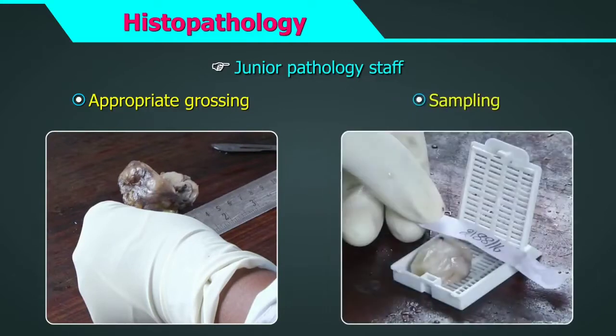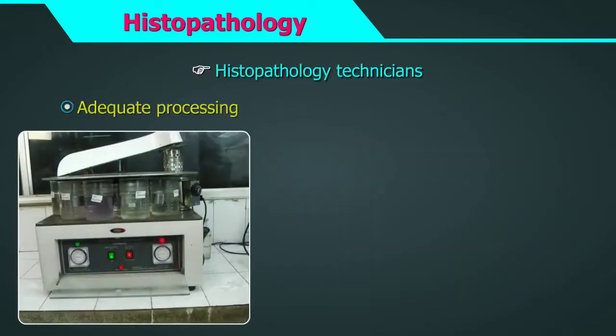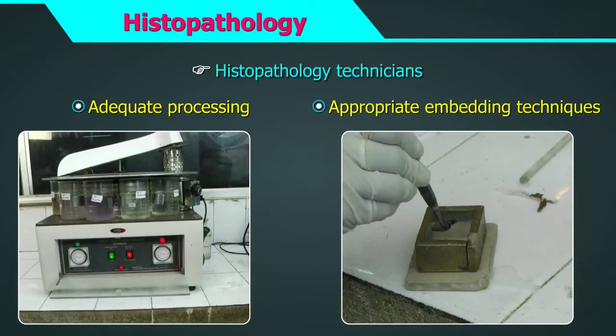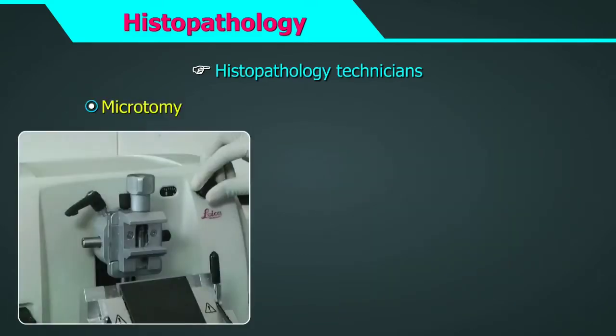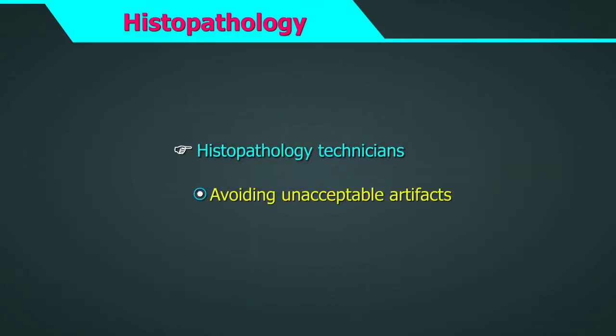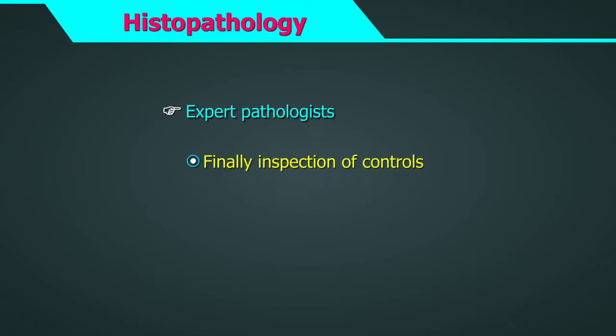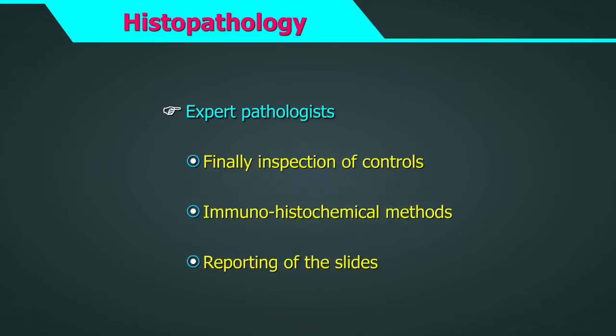Appropriate grossing and sampling is in the hands of junior pathology staff who are generally entrusted this part of the process. Adequate processing, appropriate embedding techniques, microtomy, staining, and avoiding unacceptable artifacts all rest with the histopathology technicians. Finally, inspection of controls to determine correctness of stains and immunohistochemical methods, and most of all, reporting of the slides are all in the hands of expert pathologists.